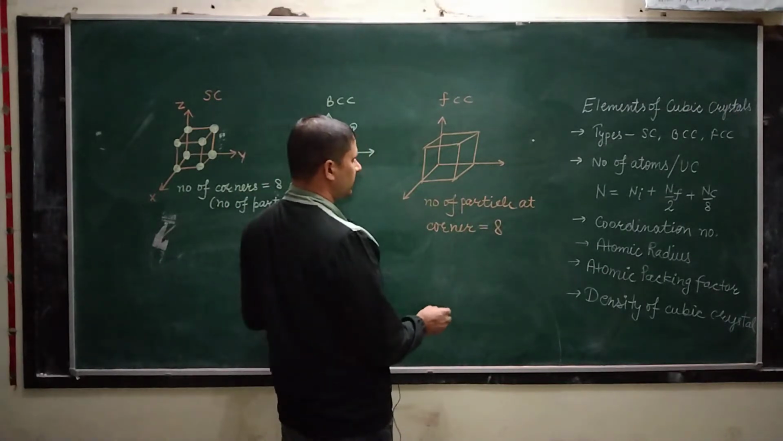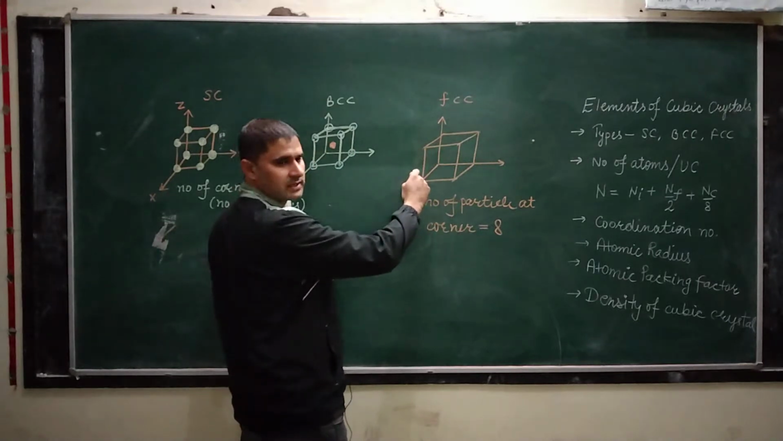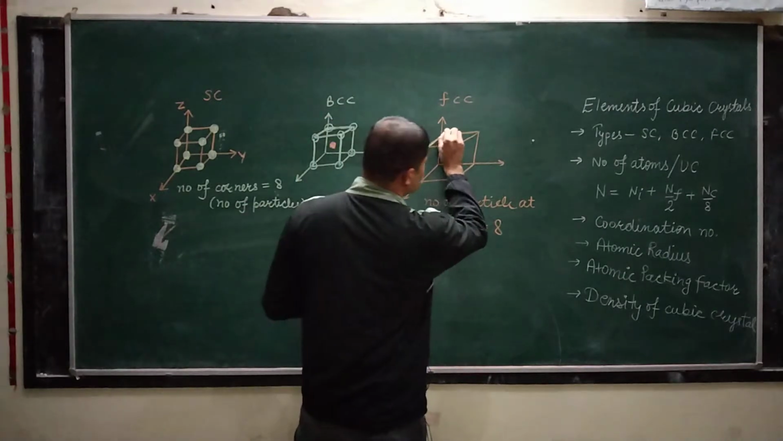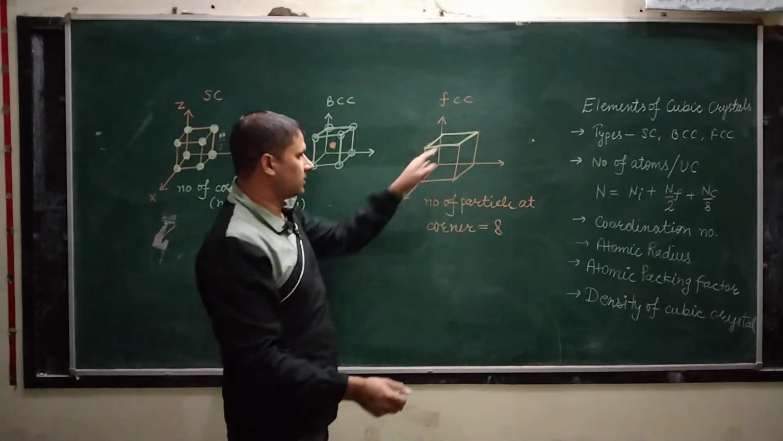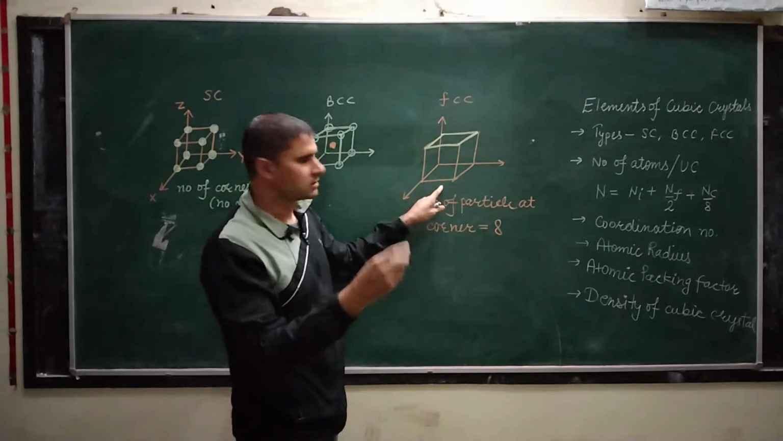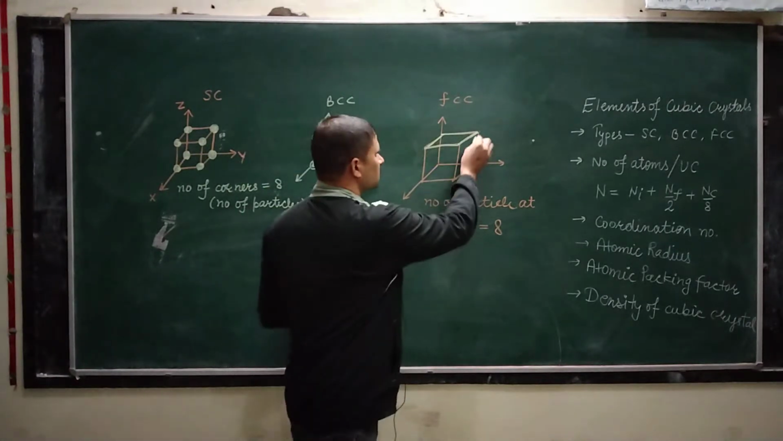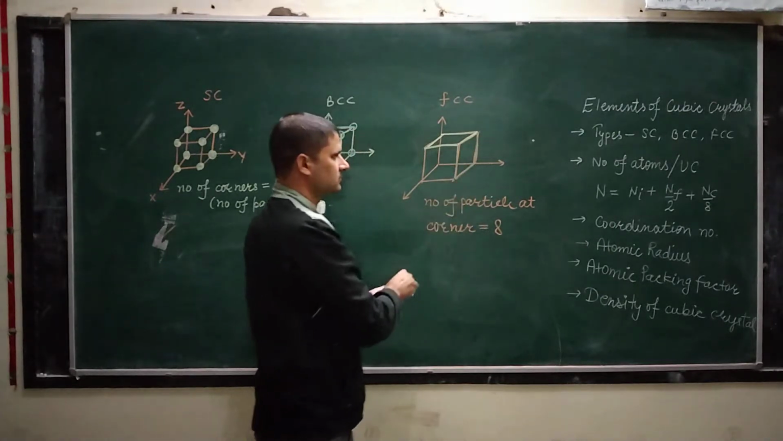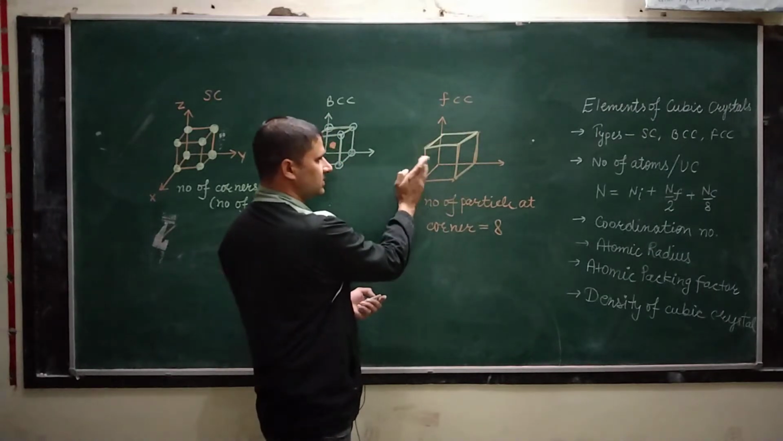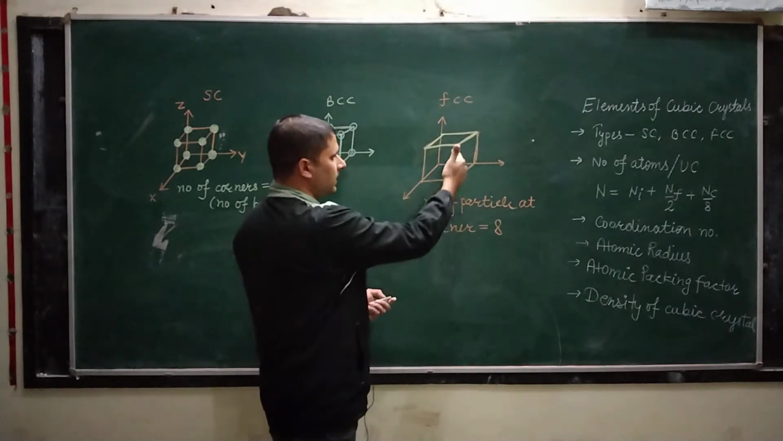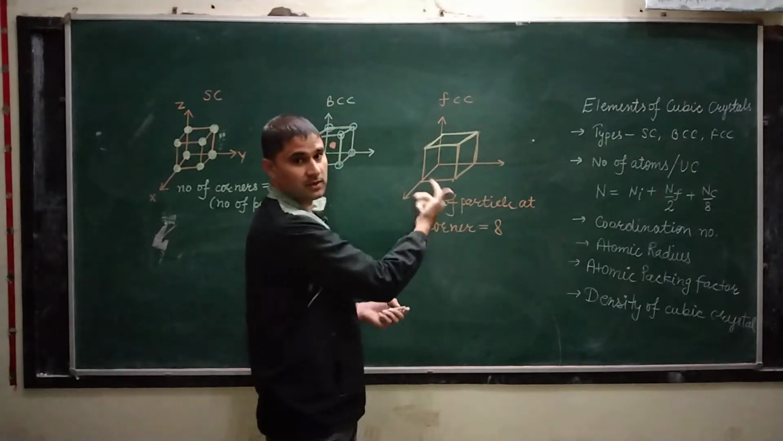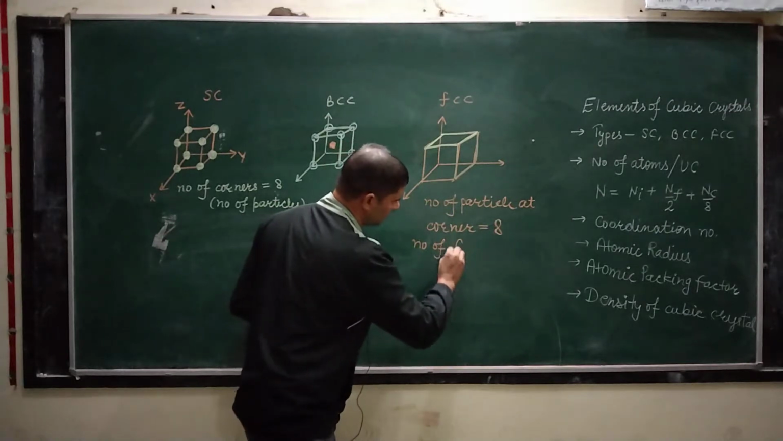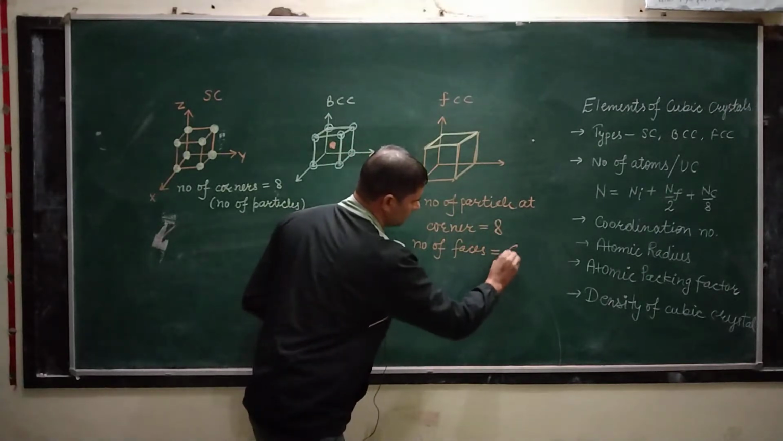Okay class. And the number of faces, here you can see this is the top face, and one face is just below it, so two faces. Then you have another face, this is the side face, and another face is here, so 4. And one face is in the backward direction, and this is the front face. So the number of faces is equal to 6.